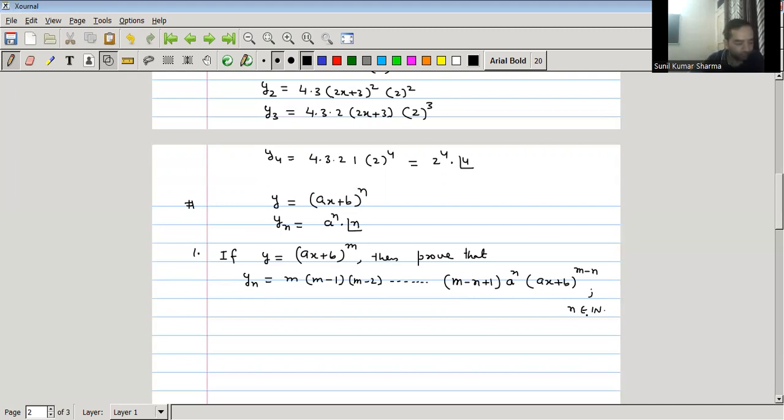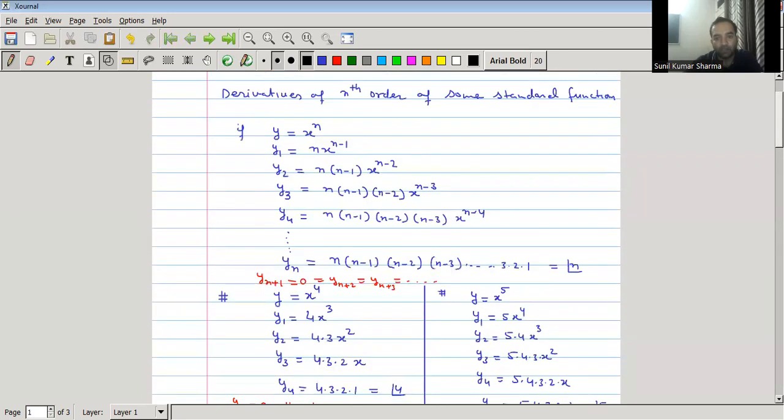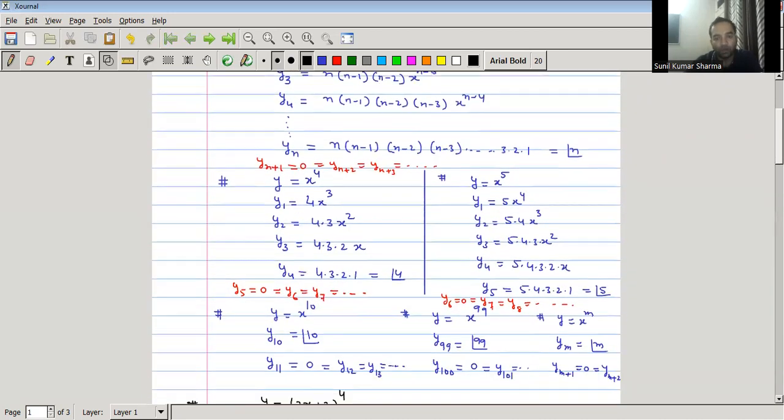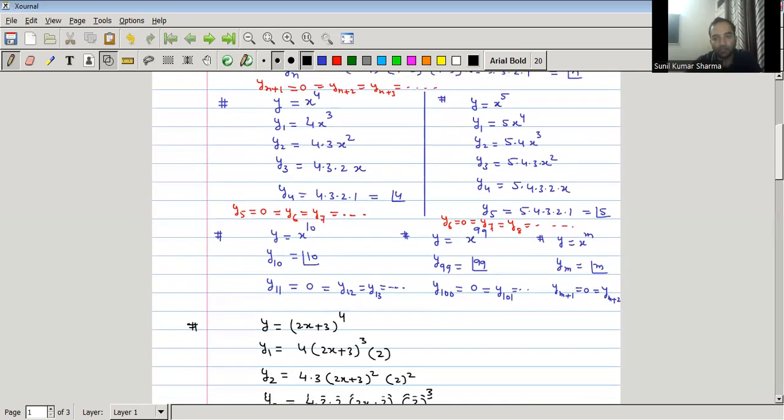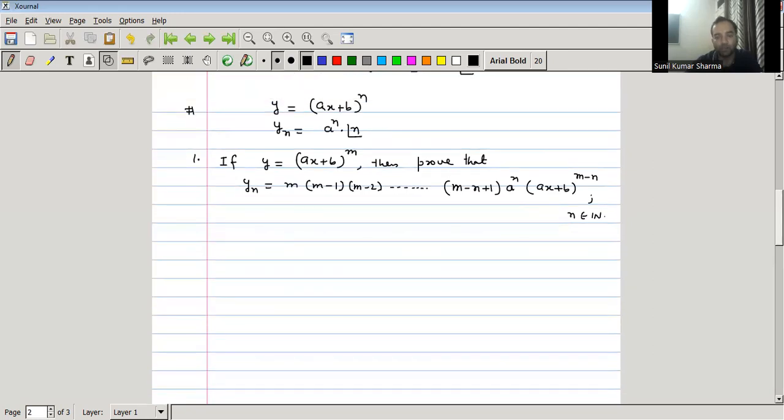Now, if you are confident that you can find the first derivative, second derivative, third derivative, and nth derivative, as we have already discussed in various examples, then I hope you can solve this article also. So here y is equal to (ax plus b) to the power m, and we have to find the nth derivative, not the mth derivative.